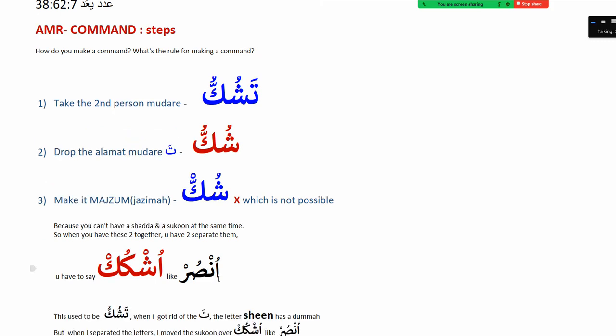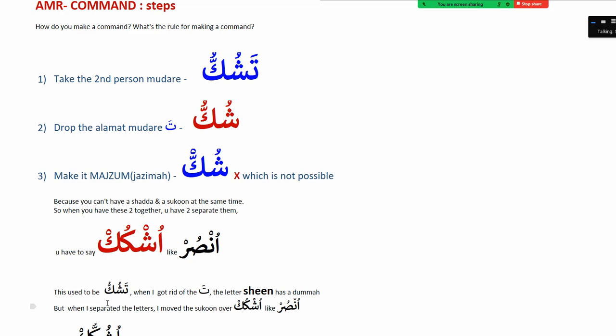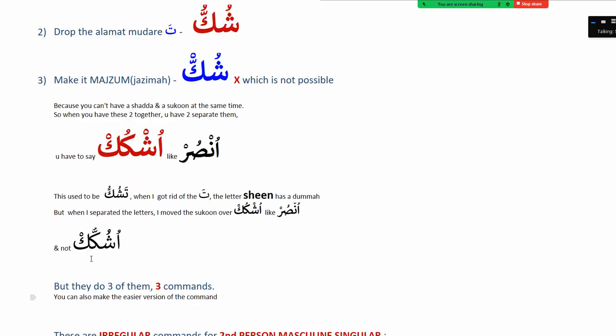So here, when you have these together, you have to separate them. For nasara yansuru it would be unsur, right? So we are going to follow the same pattern. So unsur becomes ushkuk, or umdud if it was madda yamuddu. This used to be tashukku, right? But when I get rid of the ta, the letter sheen has a dhamma. But when I separated the letters, I moved the sukun over, ushkuk, like unsur. So you're not going to have a shadda.